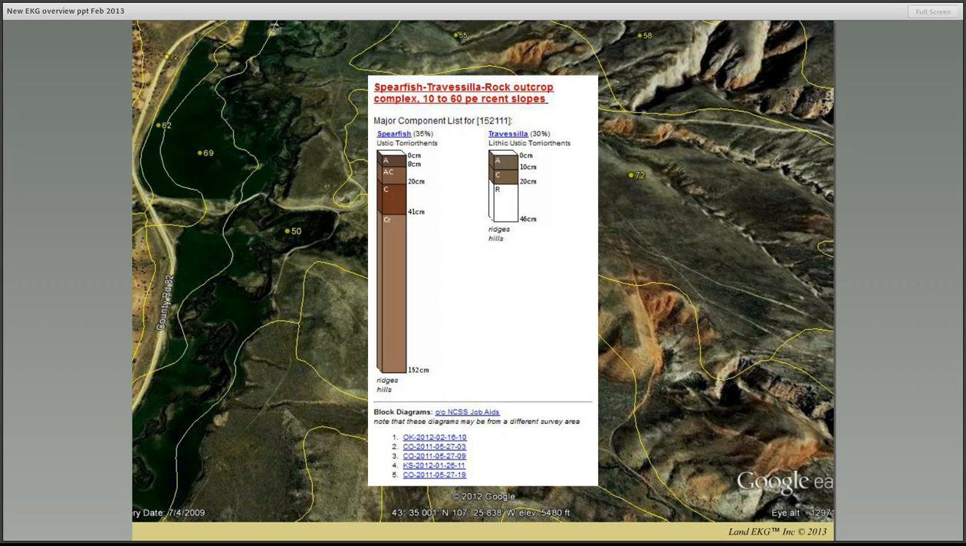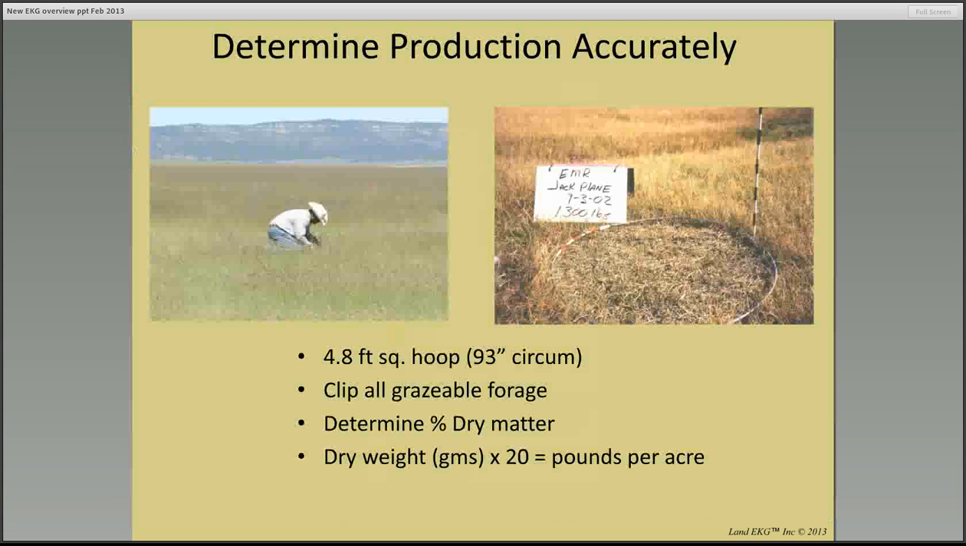So it's a higher level of technology, but a higher level of available information comes with that as well. And so this idea, that's sort of the mapping, talking about determining production accurately. Going out and doing some clippings can provide a huge amount of information for you, and quite accurate, I might add. And so we typically have a standard size hoop that we use, a 93-inch circumference. We'll clip everything that we consider grazable. We can determine dry matter either through weighing and drying it, or through a conversion table.